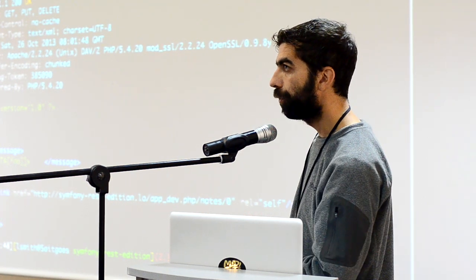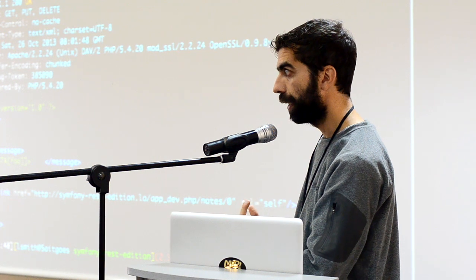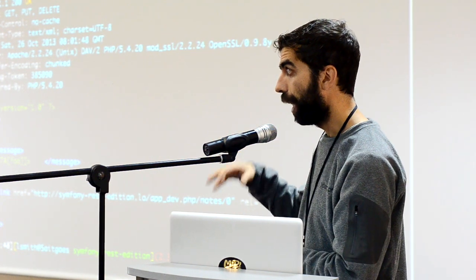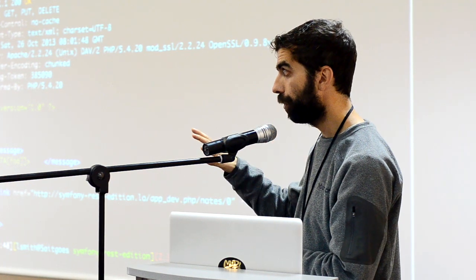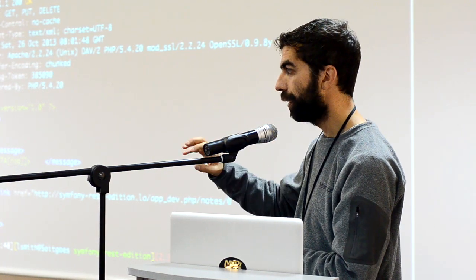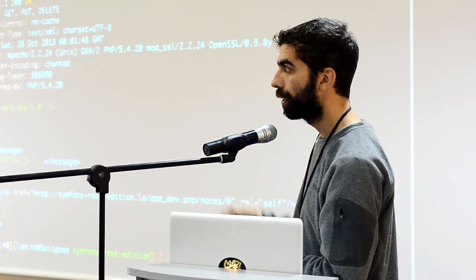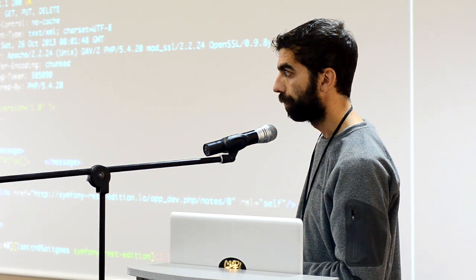So if you can handle the differences in the API by just different configuration in JMS serializer, I would most likely use the same controller for both versions. The second you start to have different logic for the different versions, I would probably create a separate controller. Okay, thank you very much.